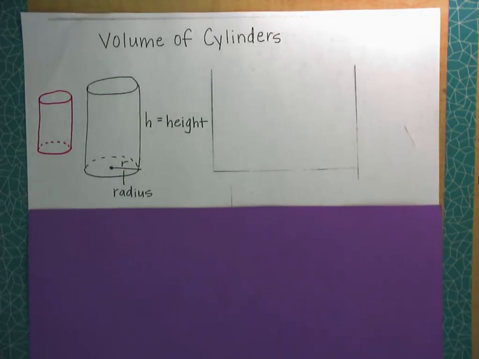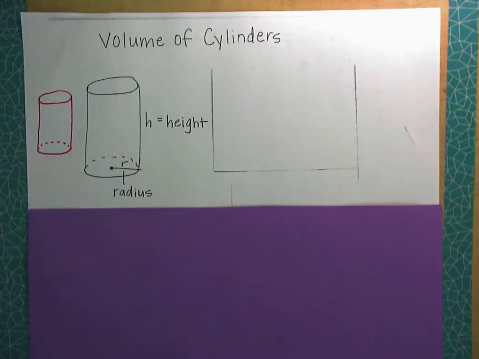And then as we're finding the volume of cylinders, there are two things that we need. Obviously, we're going to have a formula, but we will need to know the height of the cylinder and its radius. Now, if I were given the cylinder's diameter, could I find the radius? Yes, because we know that the radius is half of the diameter, or the diameter is 2 times the radius.